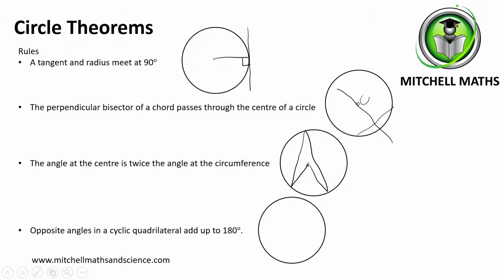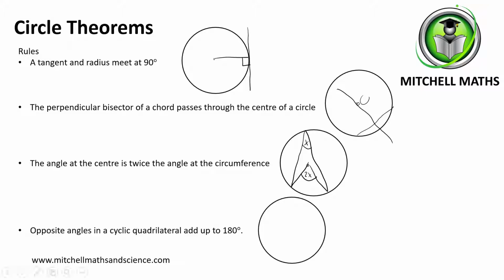And what you find is if you measure the angle at the centre and you measure the angle at the circumference, the angle at the centre is always double the angle at the circumference. So if this was x, the angle at the centre would be 2x. So that's quite important. So angle at the centre is double the angle at the circumference, doesn't matter how you arrange it. And finally, opposite angles in a cyclic quadrilateral.